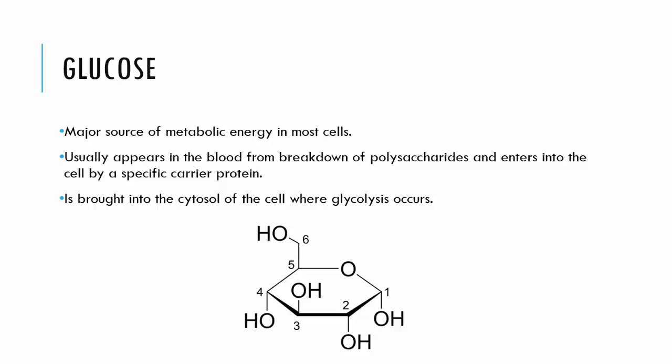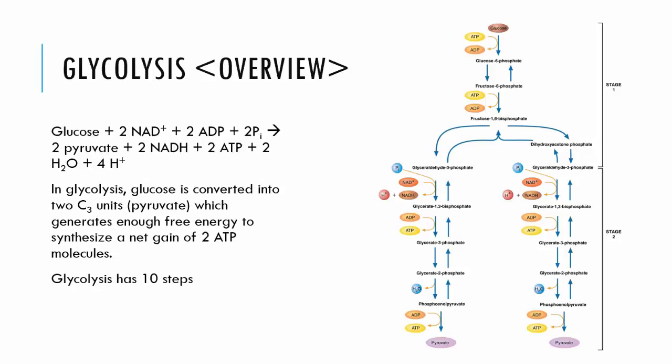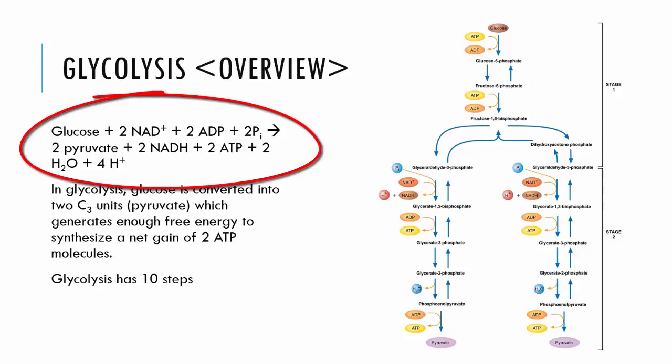Glucose is the major source of metabolic energy in most eukaryotic cells and is the starting material of glycolysis. It typically appears in the blood from the breakdown of dietary or stored polysaccharides and enters into the cell by carrier proteins, where it is then transported into the cell cytosol, the site of glycolysis. Once glucose is brought into the cell, glycolysis can be initiated. In this overall 10-step pathway, we see that glucose is broken down into 2 molecules of pyruvate and also nets 2 molecules of ATP, 2 molecules of water, 4 protons, and 2 NADHs as byproducts of the reaction.